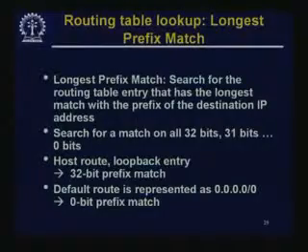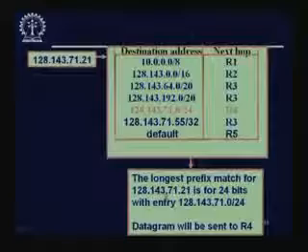So, host route or loopback entry, a 32 bit prefix match will always work over here. Default route may be represented as all zeros. So, this is a 0 bit prefix match. That means, there is a 0 entry which will give you the next hop as the gateway, because now it has not matched with anything. So, then finally, this will be a 0 bit prefix match.